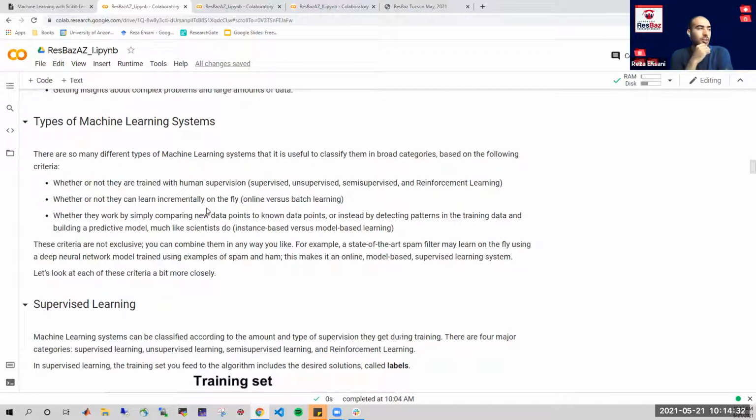Some of the machine learning algorithms can be categorized based on whether they are trained with human supervision or not. This is called supervised versus unsupervised learning. Another categorization is based on whether or not the machine learning can learn incrementally on the fly, which defines online versus batch learning.